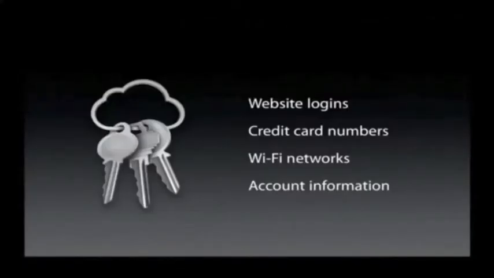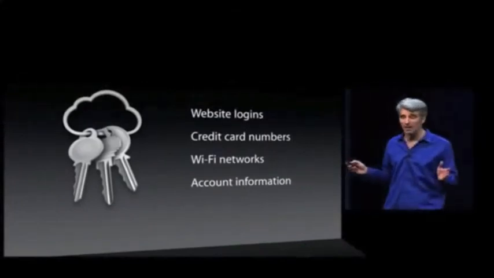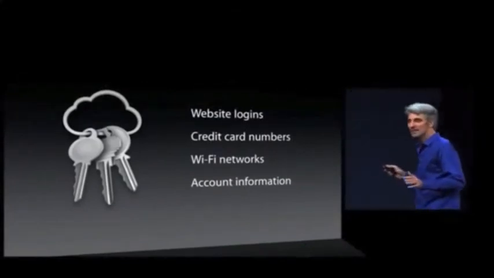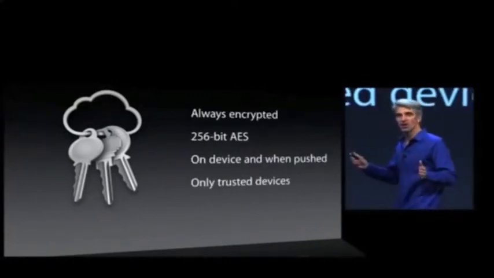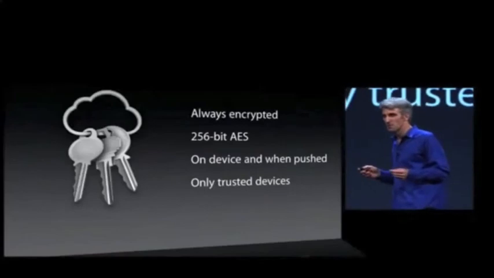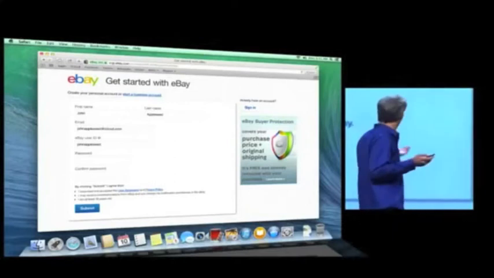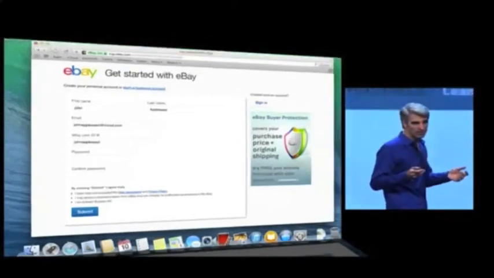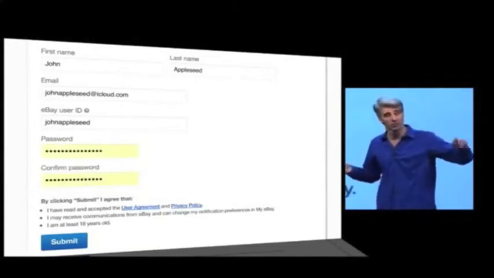With iCloud Keychain, we can remember your website logins, your credit card numbers, even your Wi-Fi networks, and they're always encrypted, synced across all of your systems, so they're always available to you. Now, when you go sign up for a website, you can, of course, enter your own password, and we'll remember it, but as well, Safari can auto-suggest a password for you. You don't have to remember that, but it'll enter it in for you, and then sync it across all of your systems and log in for you from then on.